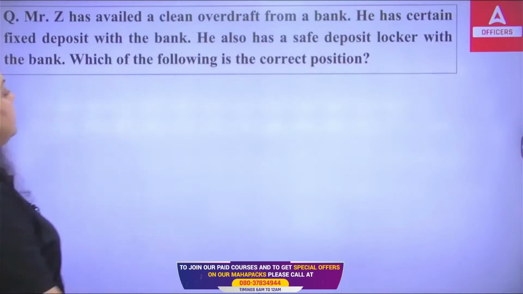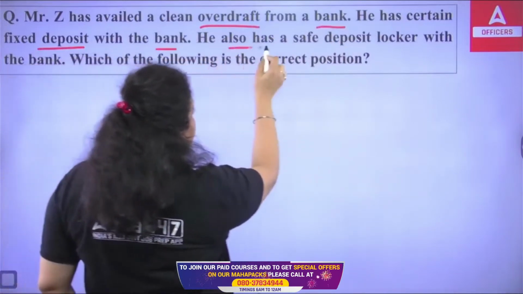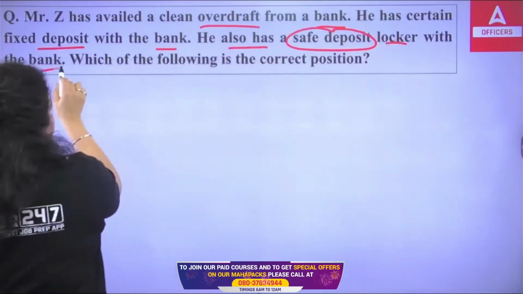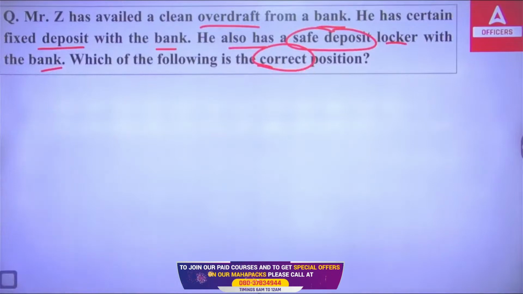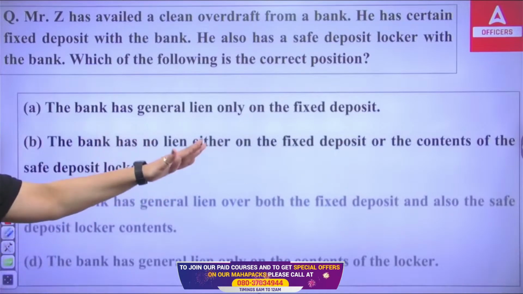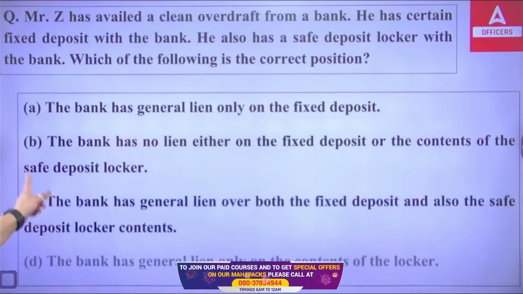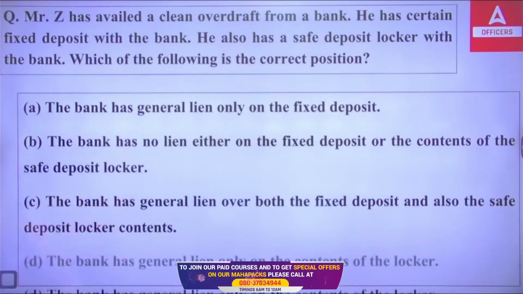It is talking about Mr. Z, who has availed a clean overdraft from a bank. He has certain fixed deposits with the bank. He also has a safe deposit locker with the bank. Which of the following is the correct position? First option: the bank has a general lien only on the fixed deposit. The bank has no lien either on the fixed deposit or the content of the safe deposit locker. The bank has a general lien over both the fixed deposit and also the safe deposit locker content. The bank has a general lien only on the contents of the locker. So what do you think? Which of the following is correct?